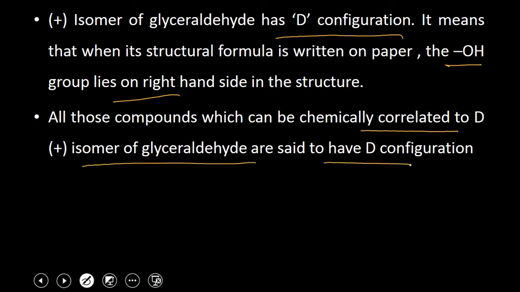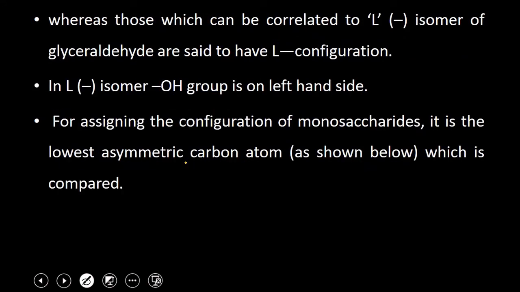Children, now you try to correlate this with glucose. As I told you, you have to compare the glucose with the plus and minus glyceraldehyde. So the compound which can be chemically correlated to the D or plus isomer of glyceraldehyde is said to have D configuration. And I told you in the beginning that glucose is correctly named as D plus glucose. What does D mean? It is related to the plus or D isomer of the glyceraldehyde.